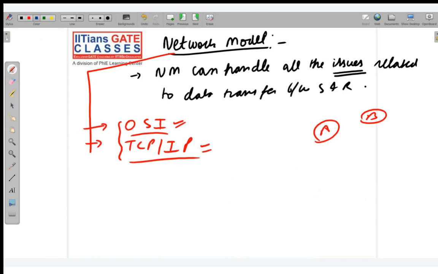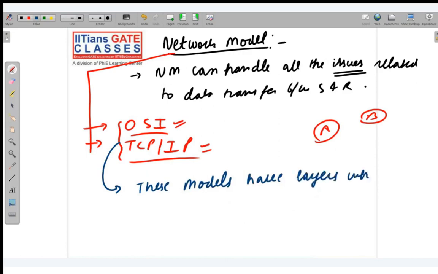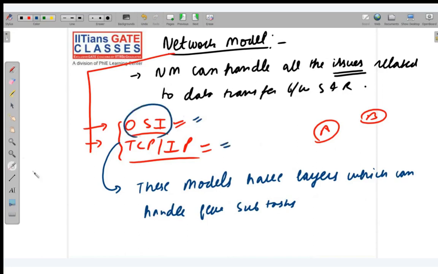all these models have layers. Network models have layers which can perform a few subtasks. You can think of them as managers, and these managers have teams. So layers are just like teams. Each layer will handle a few subtasks.